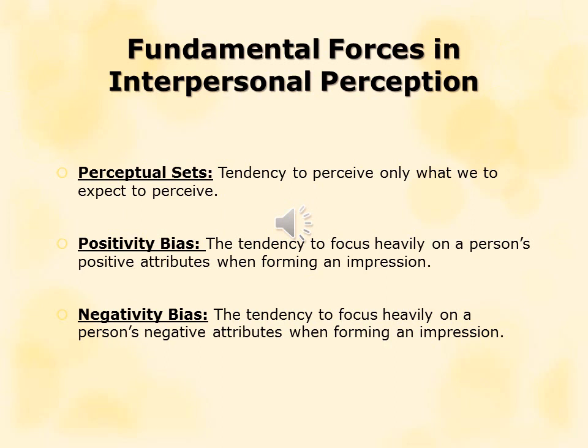So let's go back to our example of optimism and pessimism with the glass half full versus half empty. Now, with regard to this slide, perceptual sets are defined as the tendency to perceive only what we expect to perceive. So an optimist might perceive that the glass is half full because they have, in general, positive perceptual sets, whereas the pessimist might perceive that the glass is half empty due to his or her negative perceptual sets.